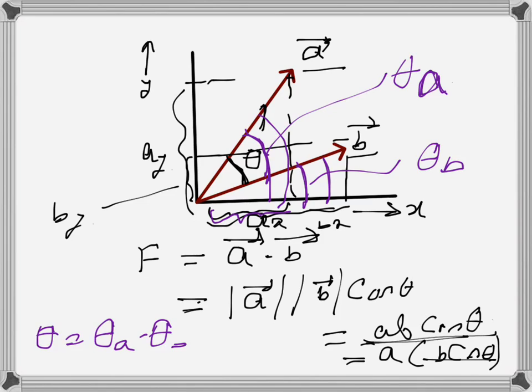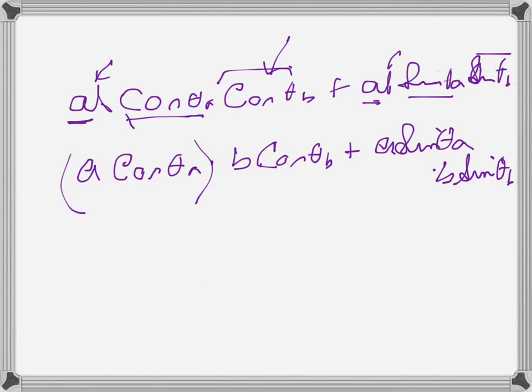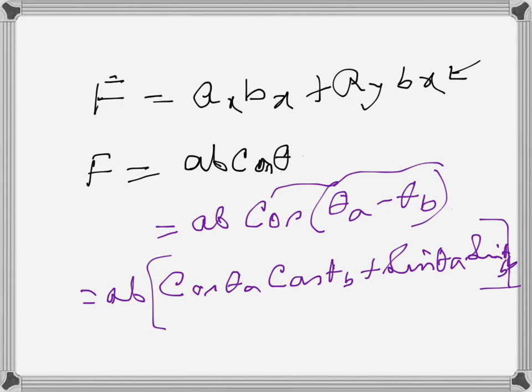Now if we look at this term, A cosine theta A is actually AX, because this is the angle theta A, and this is A. AX is the component of A in the direction of the x-axis, so AX has to be A cosine theta A, and AY will be A sine theta A. Similarly, BX will be B cosine theta B, and BY will be B sine theta B.